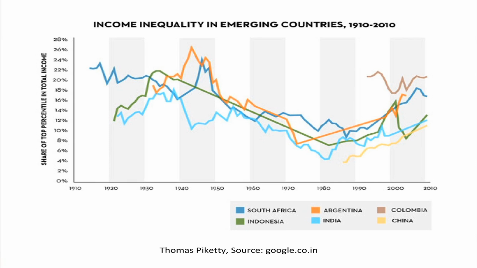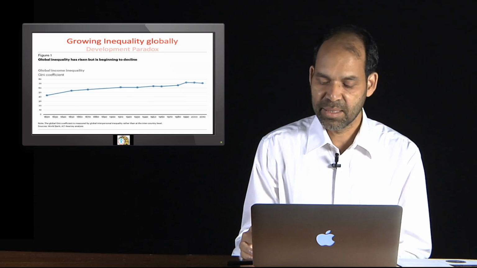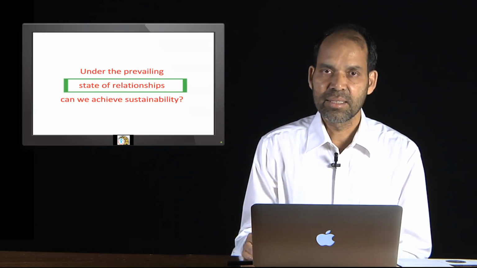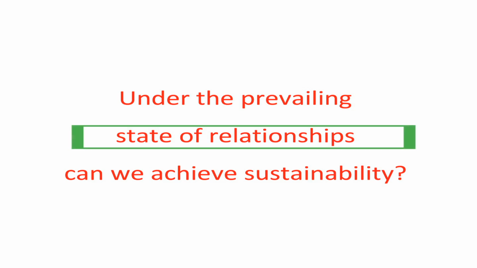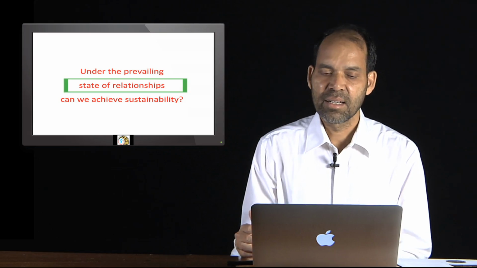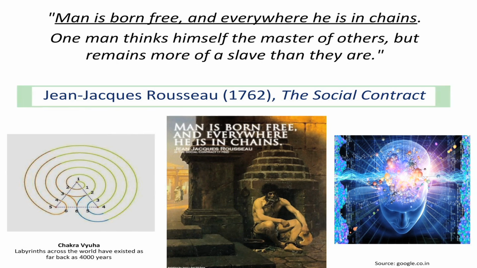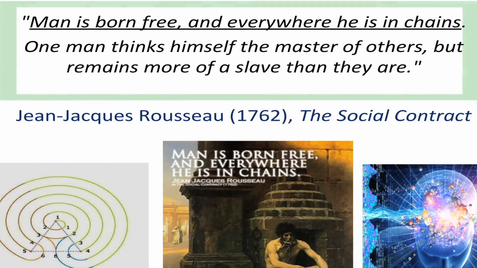Now, given these kind of inequality, this is just about income inequality, but if you look at the wealth inequality is much more starker. And now, given this kind of relations, the state of relationship, we need to understand whether we can really progress forward. And of course, the best of this goes back to what I can see from Rousseau's argument in 1762 in his book The Social Contract, when he said, "Man is born free and everywhere he is in chains. One man thinks himself the master of others, but remains more of a slave than they are."